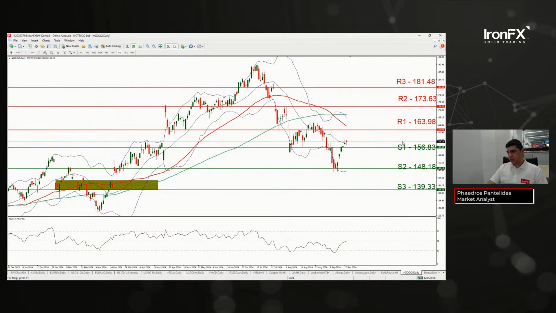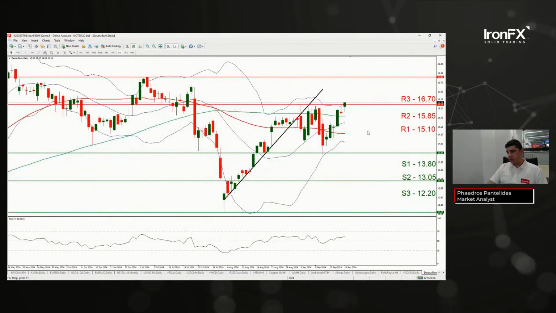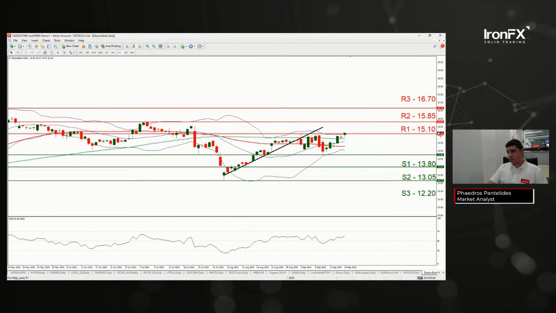Google, nice. Might seek some support again at 156.83, so we're looking for it to test that support level before continuing higher. Deutsche Bank has actually just broken above that R1 level of 15.10. If it closes above on the daily chart, my next target could be the potential resistance at 15.85. And that is predominantly it.